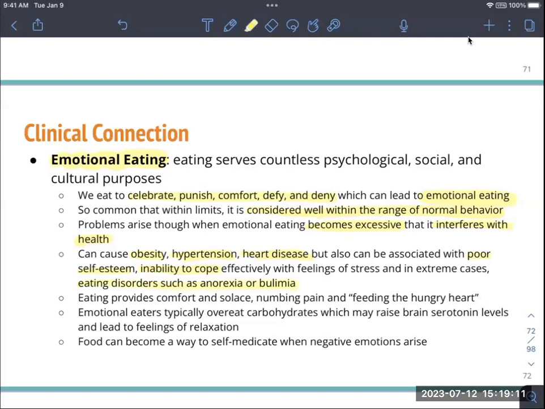For a lot of people, eating provides comfort. It can numb the pain, any kind of pain you're going through. So people who emotionally eat tend to overeat carbohydrates because when you eat carbohydrates, it raises the levels of serotonin in your brain and leads you to feel good, happy, relaxed. So food starts to become a way for a lot of people to self-medicate. This is where most people tend to struggle with taking in enough calories for your body to survive versus eating more.